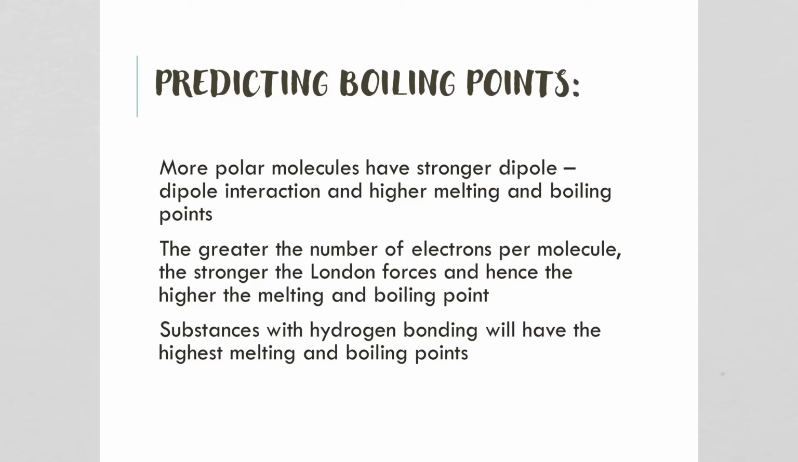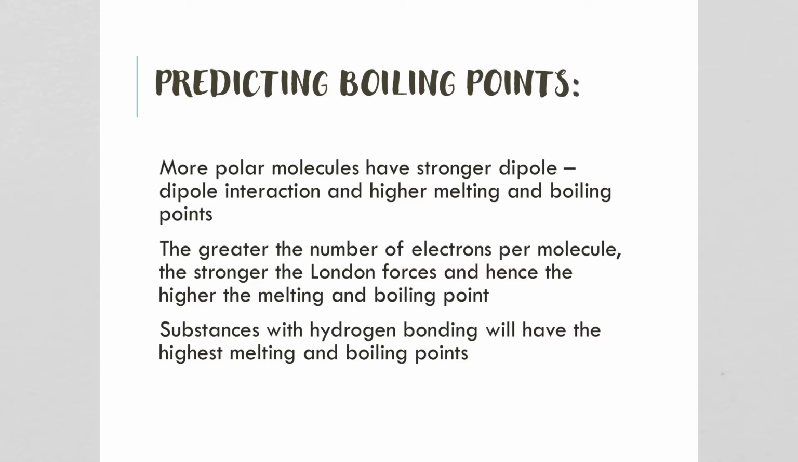So the greater the number of electrons per molecule, the stronger the London forces as well. So that will also affect the melting and boiling point. Larger molecules have more electrons, so that means that they will have a higher molar mass, and the London forces will be stronger. So that would be a reason why larger molecules have higher melting and boiling points.